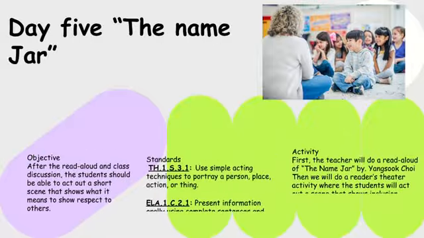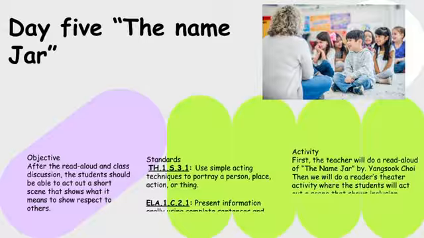For Friday, our standards include using acting to show ideas, presenting information clearly when speaking, and explaining why we have rules and laws. The objective is that after the read aloud and discussion, students will be able to act out a short scene showing what it means to respect others.